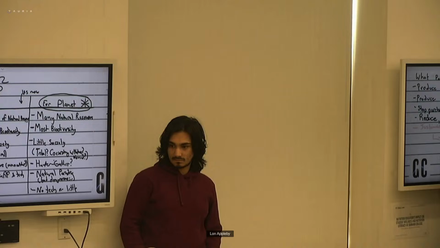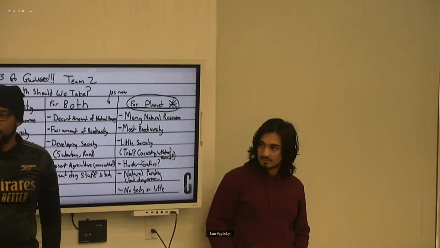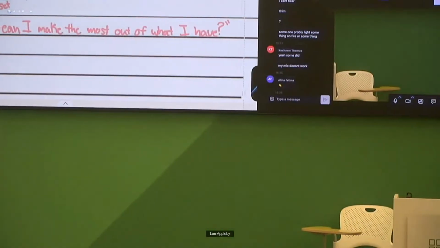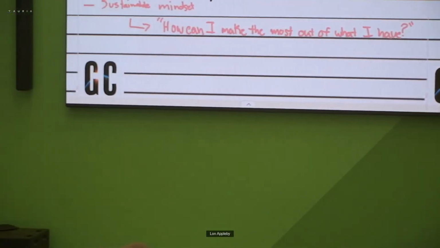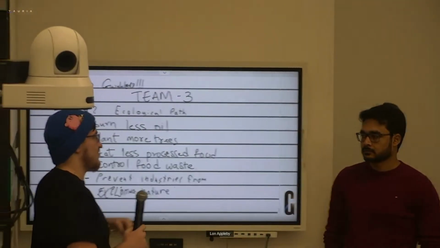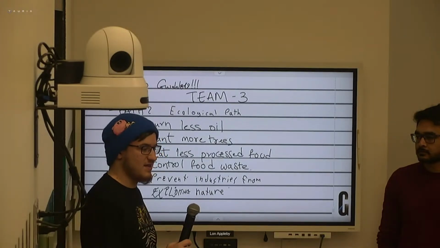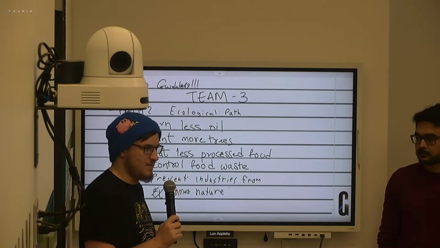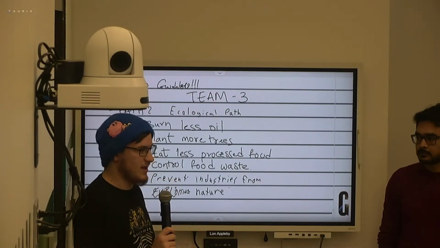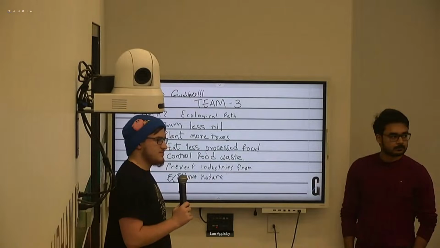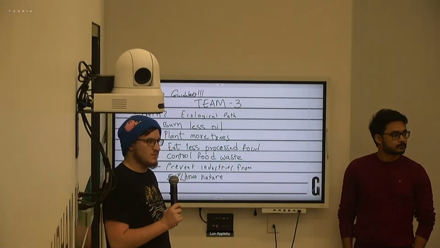So our team chose to focus more on a nature, more ecological path. The first thing we say we should do to get on this path is, number one, we need to start burning less oil. Not only because it pumps all sorts of nasty byproducts into the atmosphere and causes damage to the environment, but also because we can't keep relying on oil all the time, because that's limited. It's not always going to be around. There will be a day where there's no more oil. So what are we going to replace oil with?